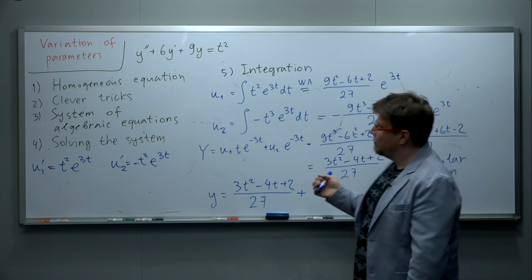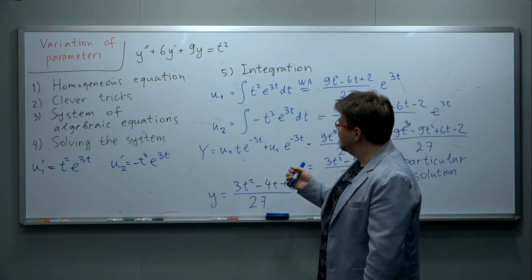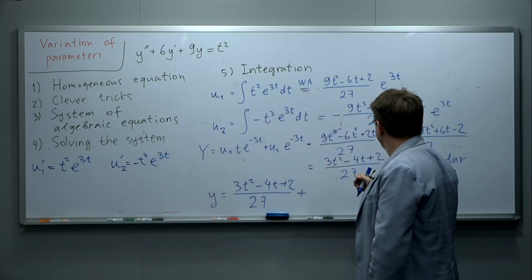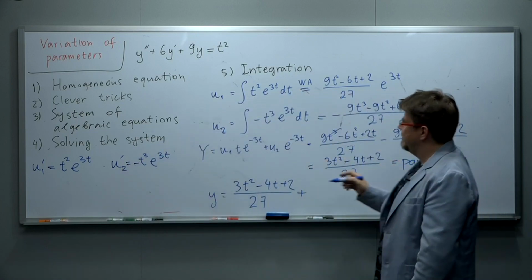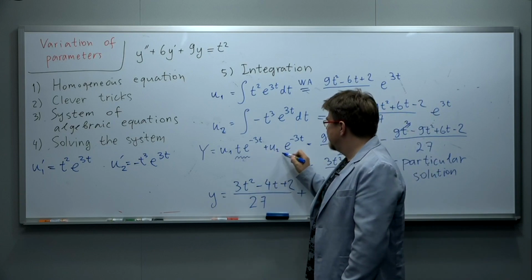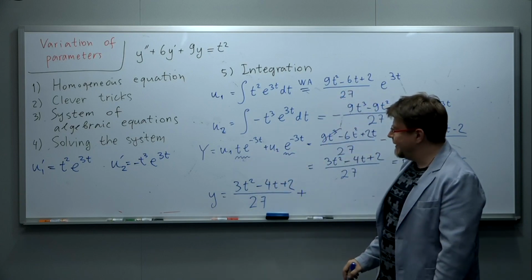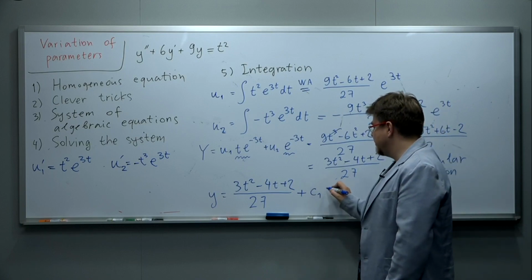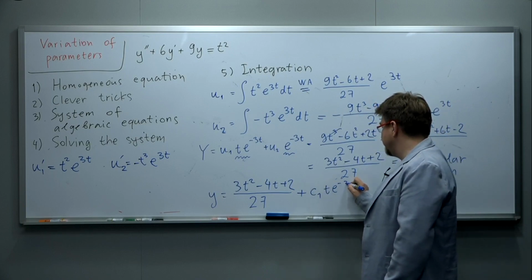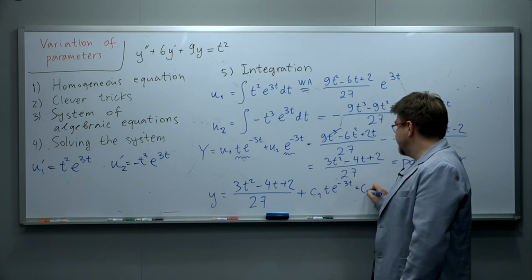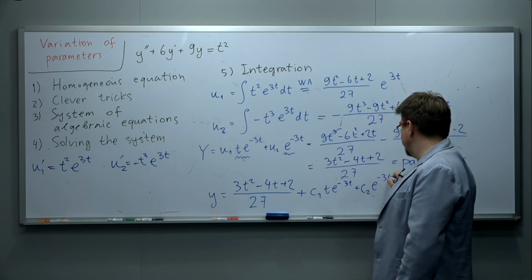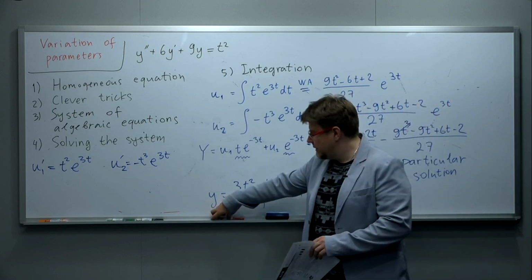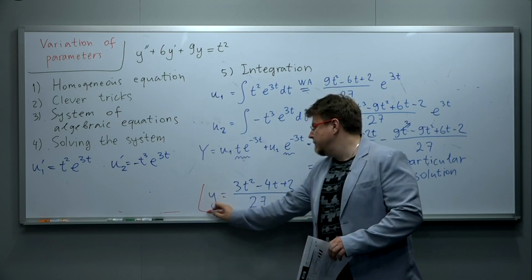Well, and recall that, sorry, where is it? These two are linearly independent solutions of the homogeneous equation. So I just need to write C1 times t e to the minus 3t plus C2 e to the minus 3t. Okay, and this is actually the final answer.